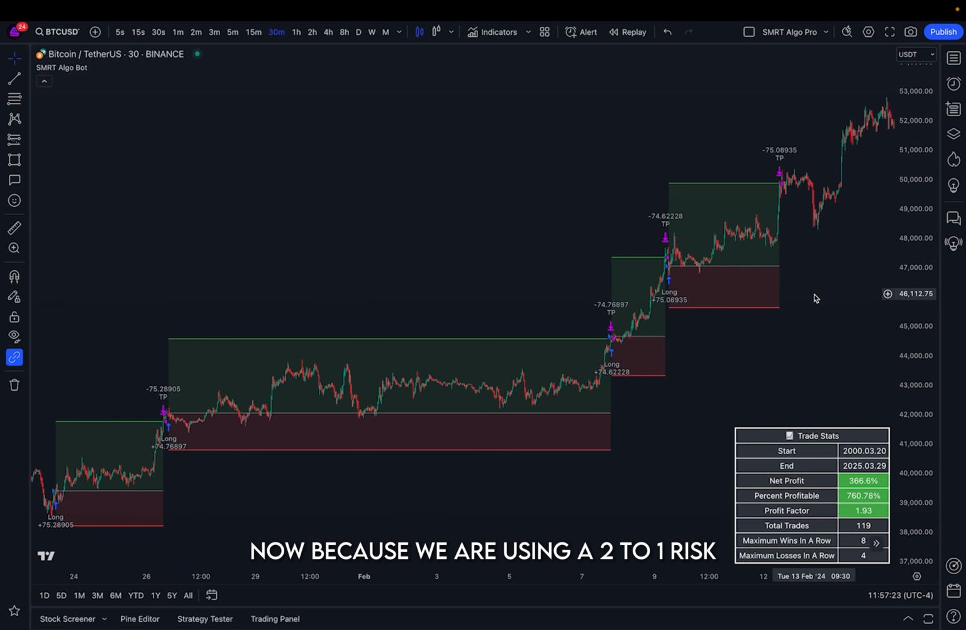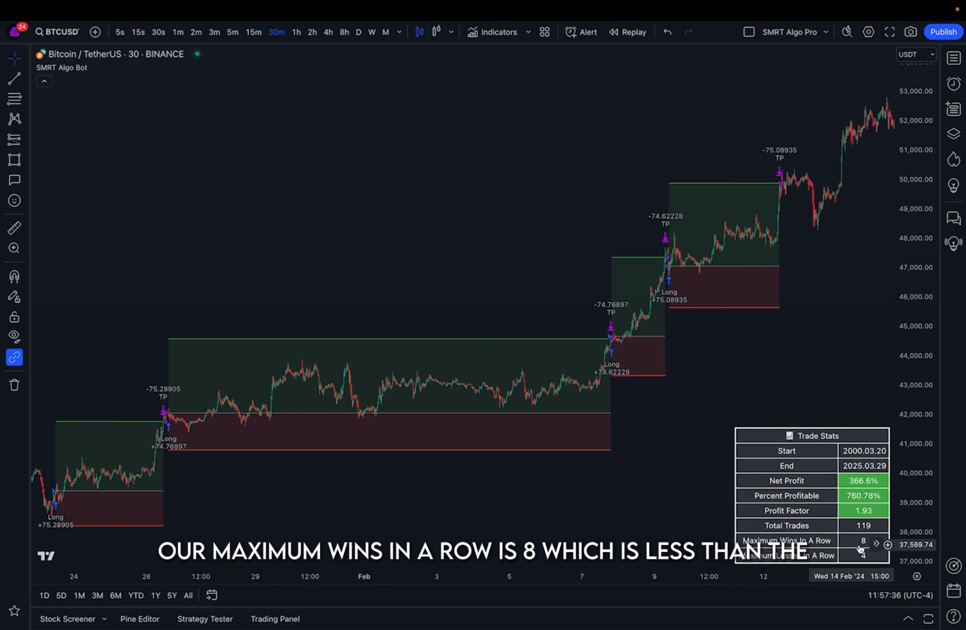Now, because we're using a 2-to-1 risk reward ratio for Bitcoin USDT, we will experience a lower win rate or low percentage win rate. If we look down here, our maximum wins in a row is 8, which is less than the max wins in a row for gold, which I believe was 11 if I'm not mistaken, and the max losses in a row is 4.